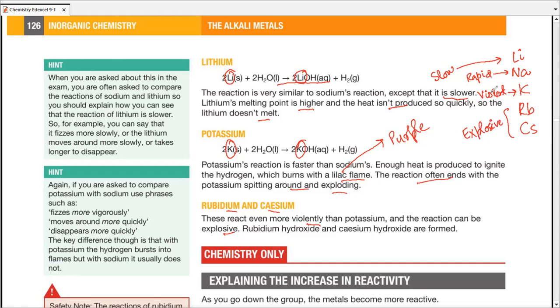So you see how we are using the adjective to define ourselves. And if you notice the same thing, you see the hint over here that you need to use phrases in such a way which is more vigorously, moves around more quickly, disappears more quickly. You need to use adjectives and words in such a way that we can actually depict how it's going to go.